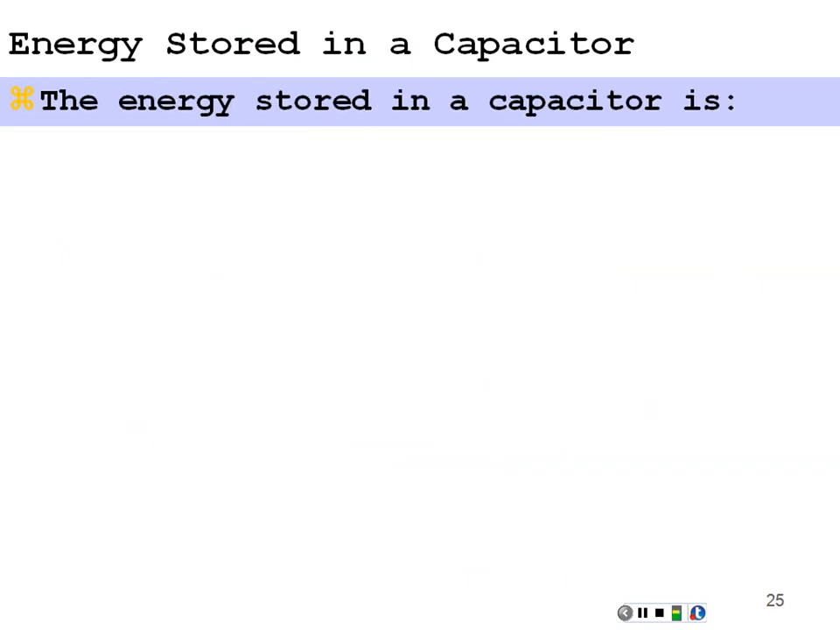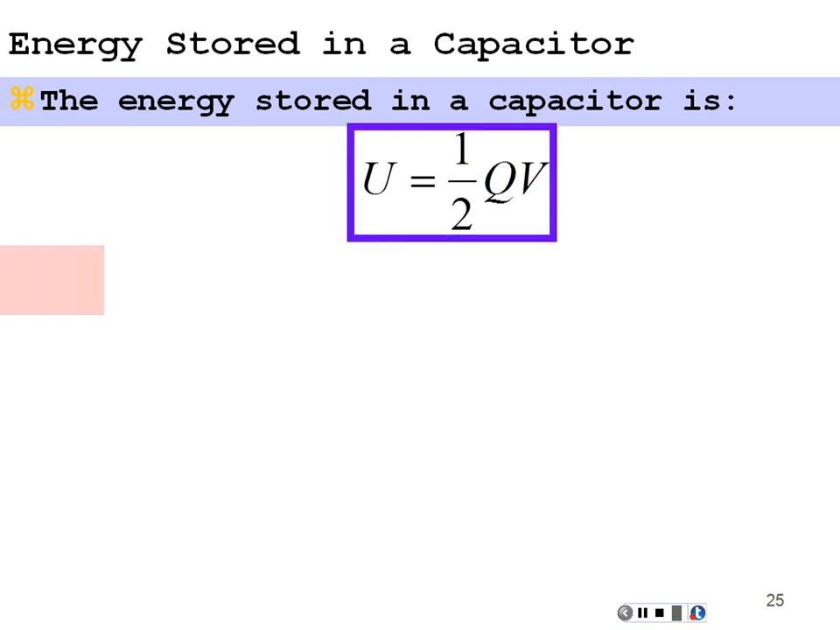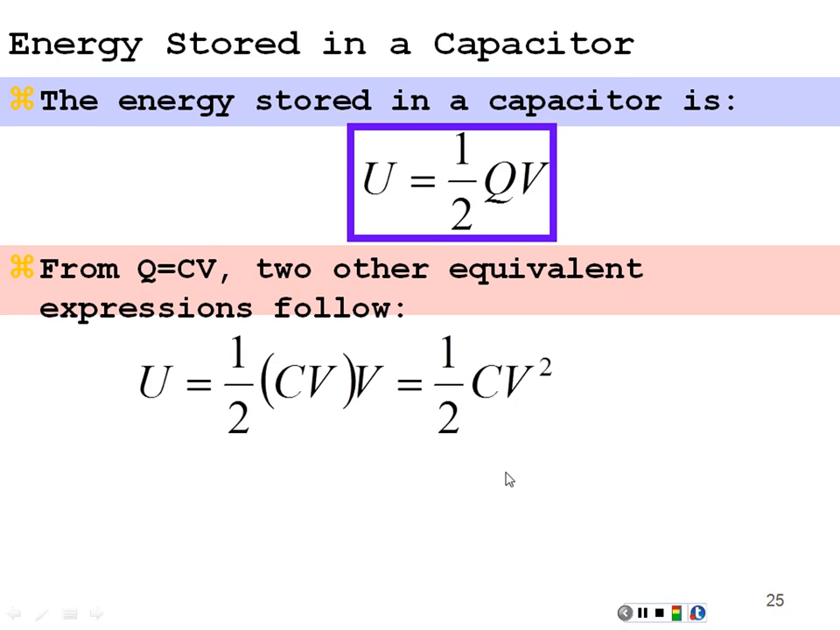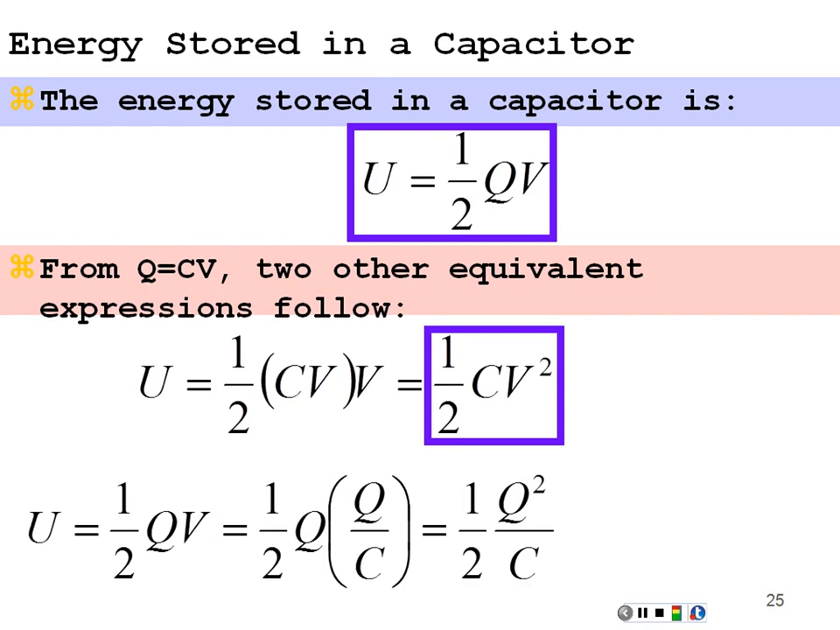Energy stored in a capacitor. The potential energy stored in a capacitor is equal to 1/2 its charge times its voltage. But since Q is equal to CV, we can rewrite this as the energy stored is equal to 1/2 CV times V, or 1/2 CV squared. And since V is equal to Q divided by C, we can also rewrite this as 1/2 Q squared divided by C. Any one of these 3 forms is valid for calculating the energy stored in a capacitor.